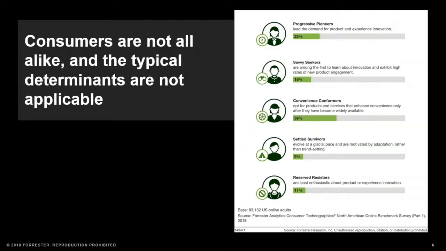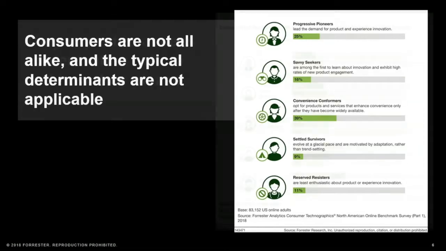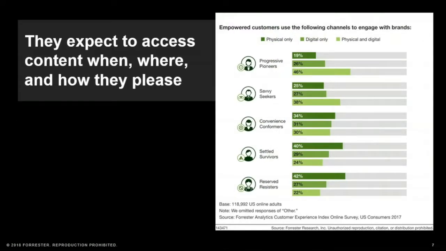One thing I would caution you is that if you were applying sort of the old types of intelligence, you might assume that reserve resistors are the oldest people and progressive pioneers are the youngest, and that progressive pioneers would embrace advertising and embrace everything there is to be had, all the benefits of the digital environment, and put up with all of the costs of those benefits. But you can't make those assumptions anymore. You have to understand that consumers truly have changed.